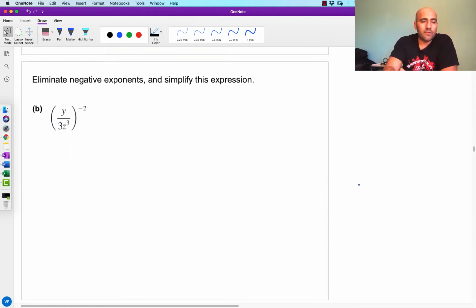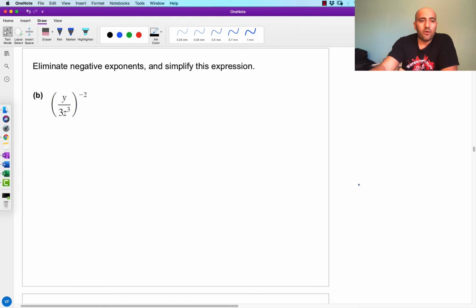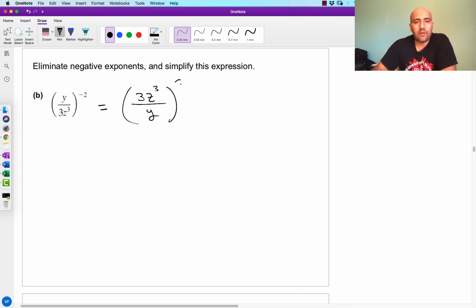Okay, moving on to this one. Okay, again, we have a nice little shortcut for this one, so let's just go ahead and apply it. If you remember, one of our shortcuts said that if we have a fraction being raised to a negative exponent, that's equivalent to finding the reciprocal of the fraction being raised to the power of a positive exponent. That was one of our rules. So this is just going to be equal to 3z to the 3rd power divided by y, and the whole thing is being raised to the power of 2.